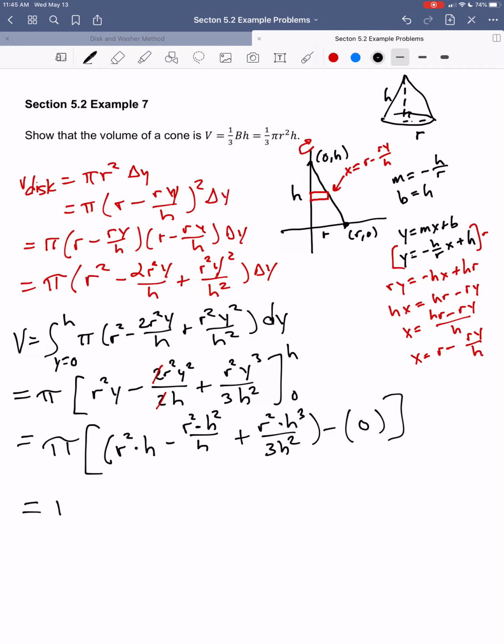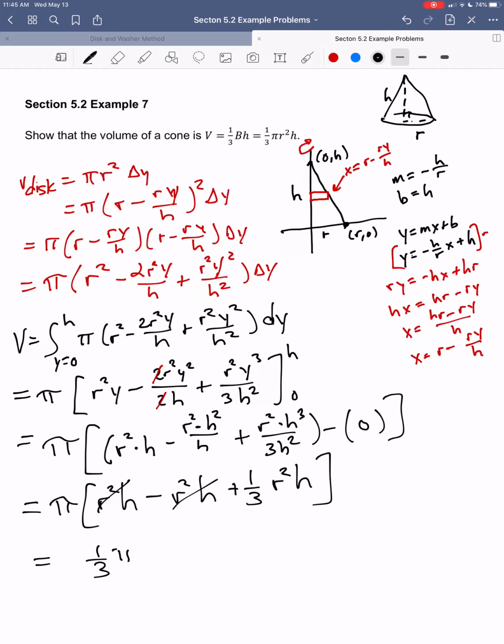So we get r squared h minus r squared h plus 1/3 r squared h. Well, these cancel, so I'm left with 1/3 pi r squared h, which is exactly the formula we were supposed to have.